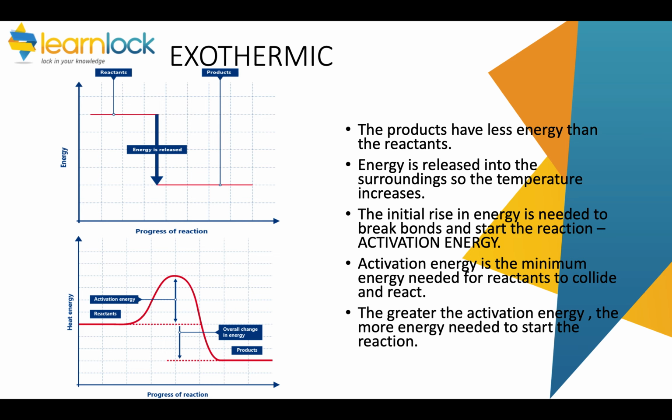In an exothermic reaction, the products have less energy than the reactants, and that's because energy is released into the surroundings, causing the temperature to go up, as shown in this graph here. The initial rise in energy is due to the energy needed to break bonds in the first place to start the reaction. That energy needed to start a reaction is called activation energy.